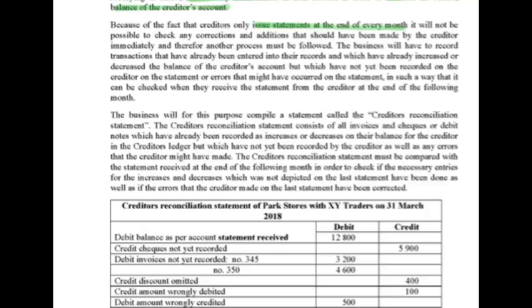So the business will have to record transactions that have already been entered into their records and which have already increased or decreased the balance in the creditor's accounts, but which have not yet been recorded on the creditor statement, or errors that might have occurred on the statement in such a way that it can be checked when they receive the statement from the creditor at the end of the following month. So we're going to keep record of any errors or omissions again on a statement, and that statement we are going to call a creditor's reconciliation statement.